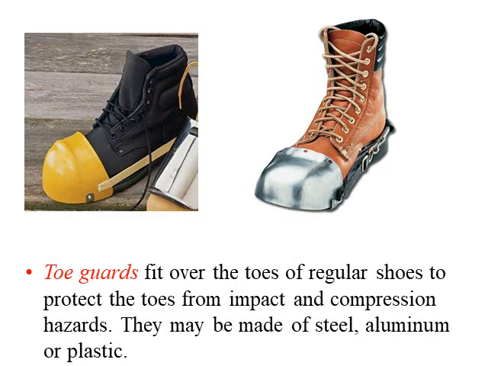Next, toe guards. As the name itself says, the main purpose of using toe guards is to safeguard the toes of the workers. These are also available in separate pieces, and they can just fit over the toes of regular shoes to protect the toes from impact and compression hazards. The materials that can be used for toe guards may include steel, aluminum or plastic.